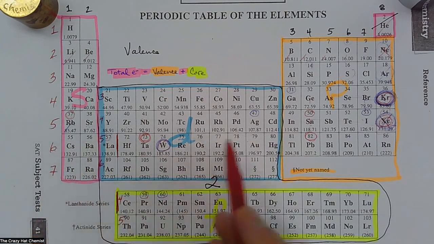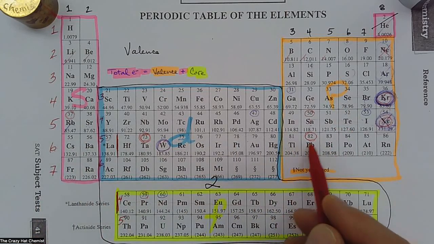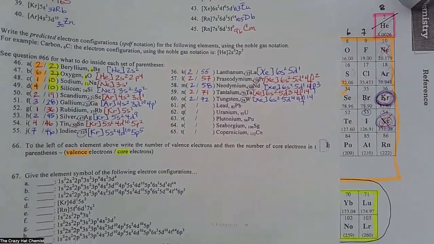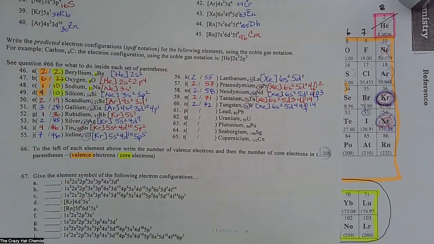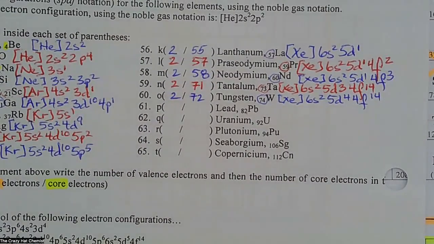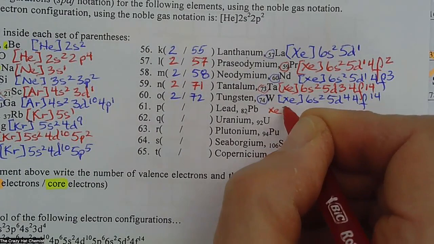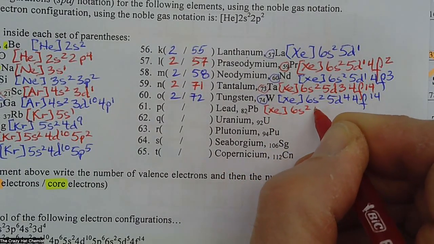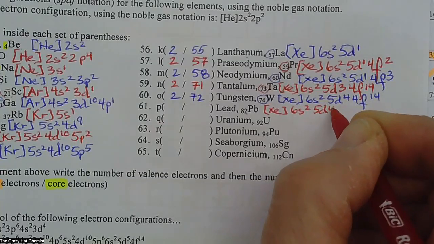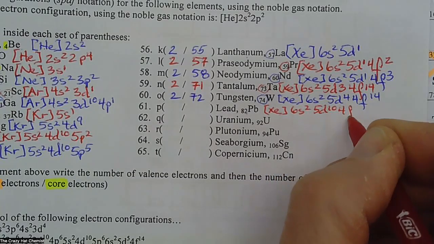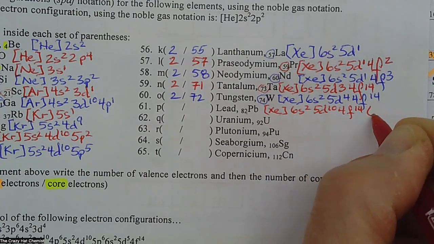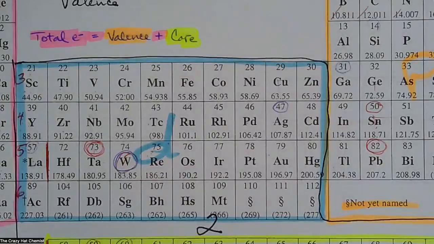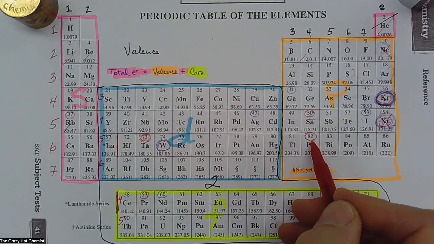Then it is 6p2. That's a whole lot there. So let's write that down for lead. We're going to zoom in here so we can see this. So that is xenon, 6s2, 5d10, 4f14, and 6p2. Cool. And let's see, how many valence electrons in lead?